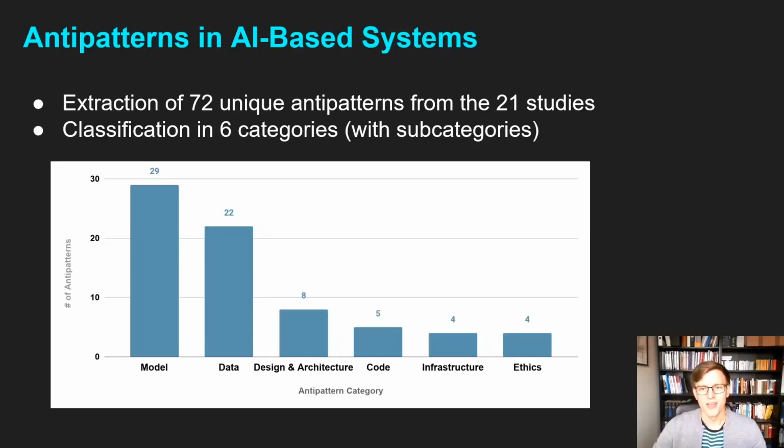Let's start with antipatterns. From the 21 studies, we extracted and synthesized 72 unique antipatterns that we then classified into 6 different categories, with subcategories for the larger ones. The most prominent categories were model and data antipatterns, where the majority of the antipatterns are located. We also have smaller categories, namely design and architecture, code, infrastructure, and ethics antipatterns. Let's have a look at the 3 largest categories.